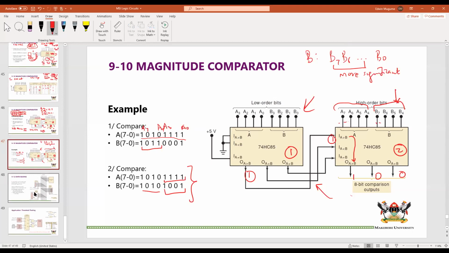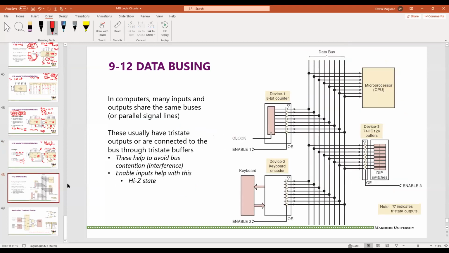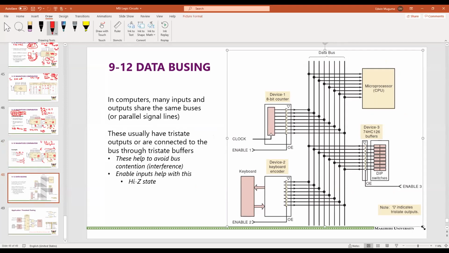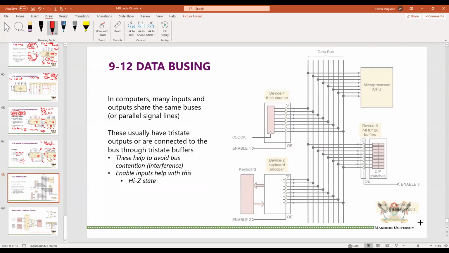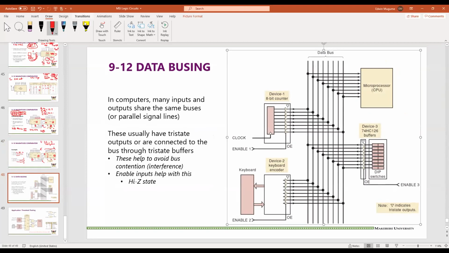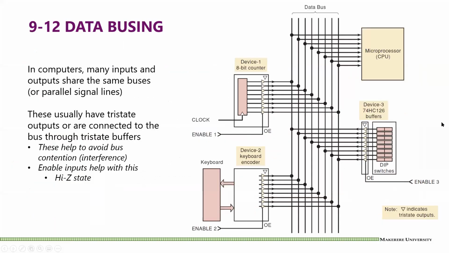Let us look at data busing. In computers, we usually transmit information, and this information is transmitted on signal lines that are called buses. Buses, you'll find, are like a set of 16 signal lines or 8 signal lines or 4 signal lines. And if you've seen inside a computer, there are these things they call bus cables, for instance. Those are exactly what we are talking about as buses.